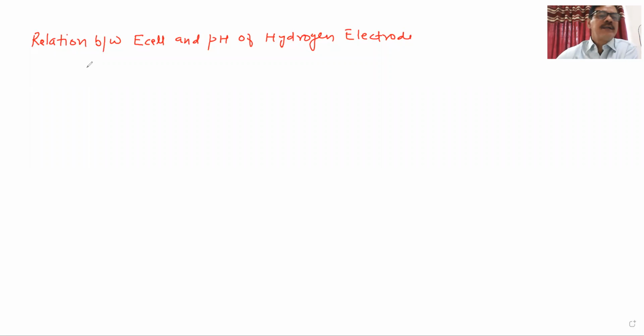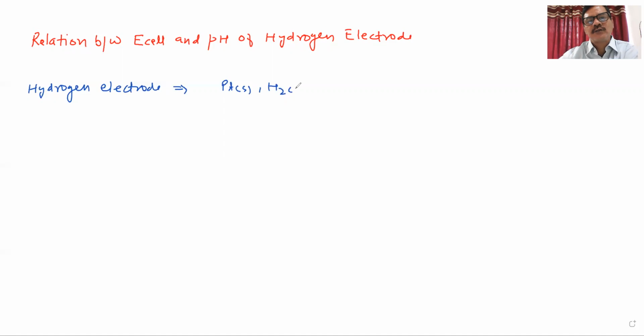Okay, let us say in electrochemistry, it's a very important topic. That is the relation between pH of hydrogen electrode and EMF of the cell. So, if we consider the hydrogen electrode, actually the representation of hydrogen electrode is what? This is the hydrogen electrode. It is represented as Pt solid, H2 gas, oblique H positive ion concentration aqueous.